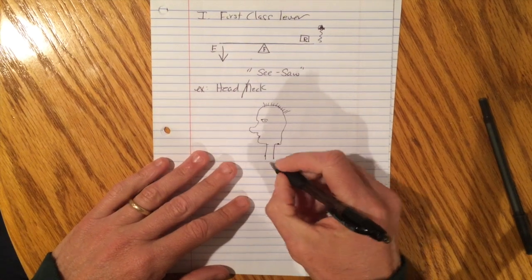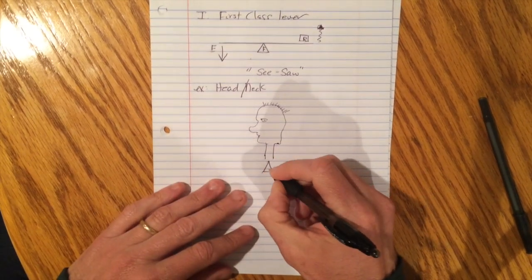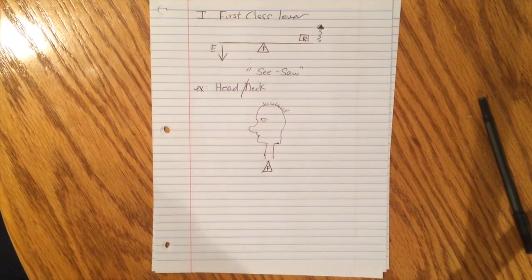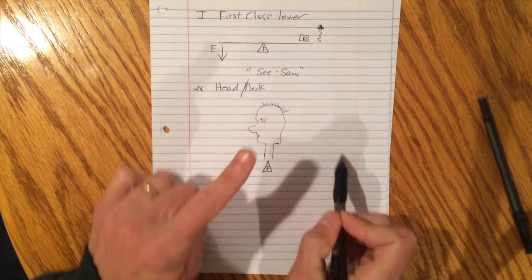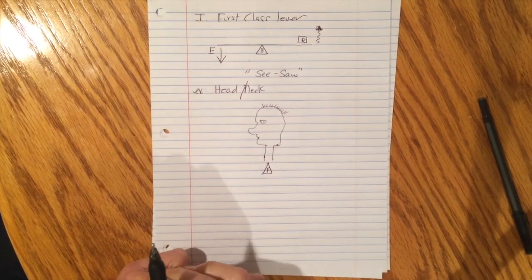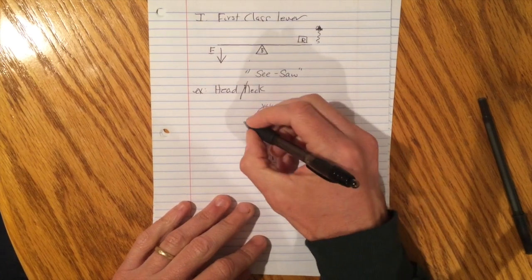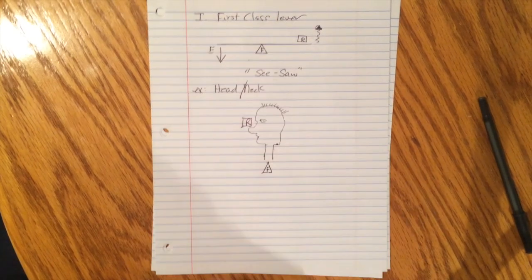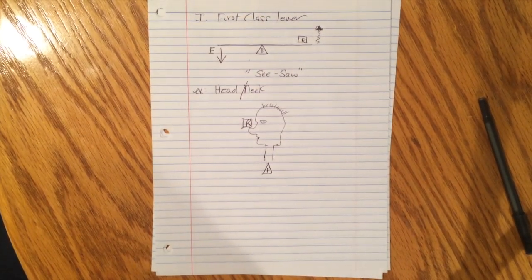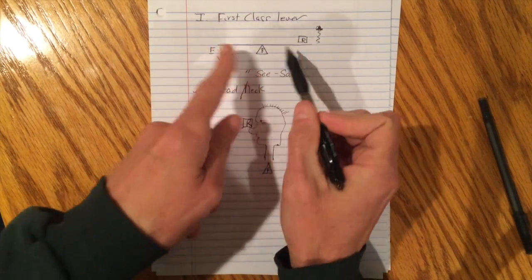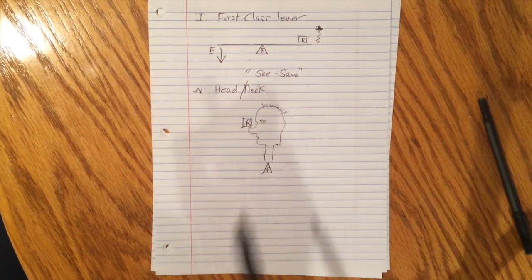Well, the neck, your vertebrae, are actually going to be the fulcrum. And then your head can pivot around that. So let's do this. Let's make your face the resistance. Okay? Your face is the resistance. And you can see I just flipped this over here. Don't get all freaked out. Your face is the resistance.